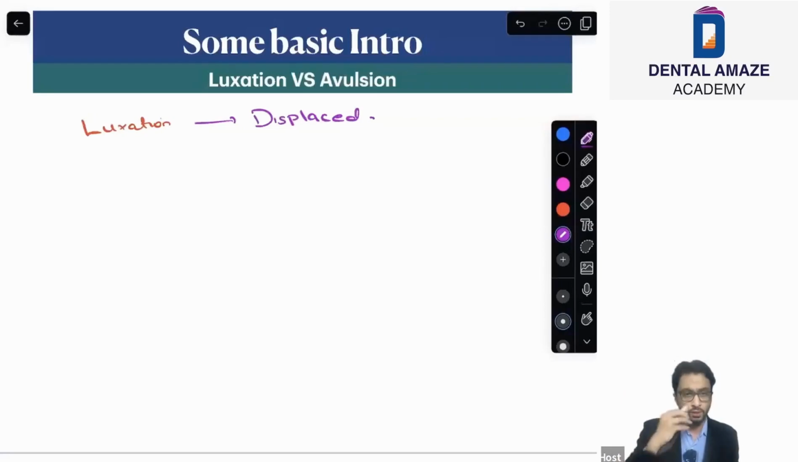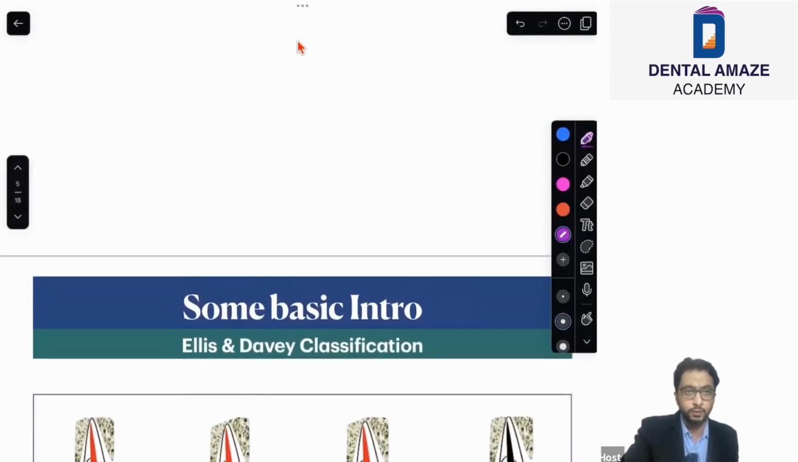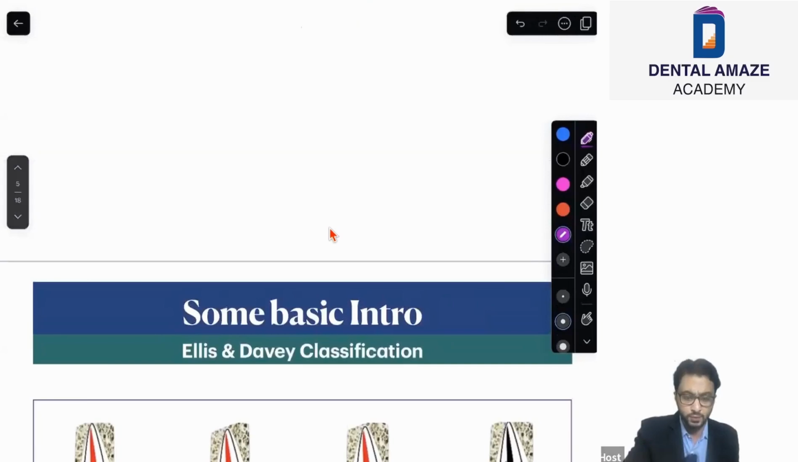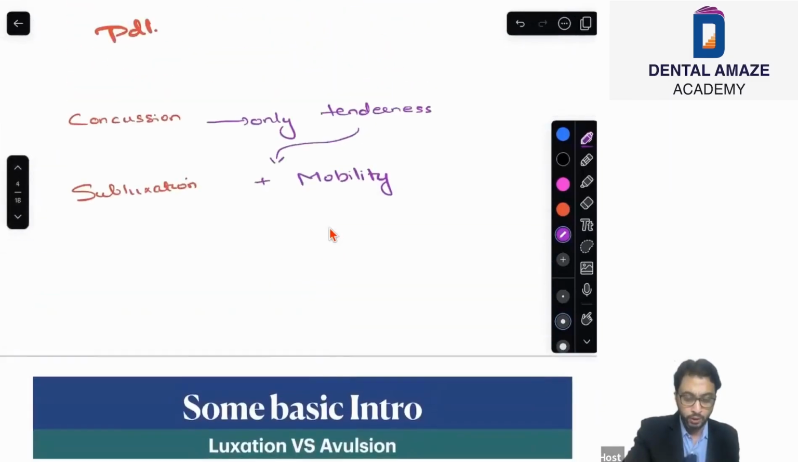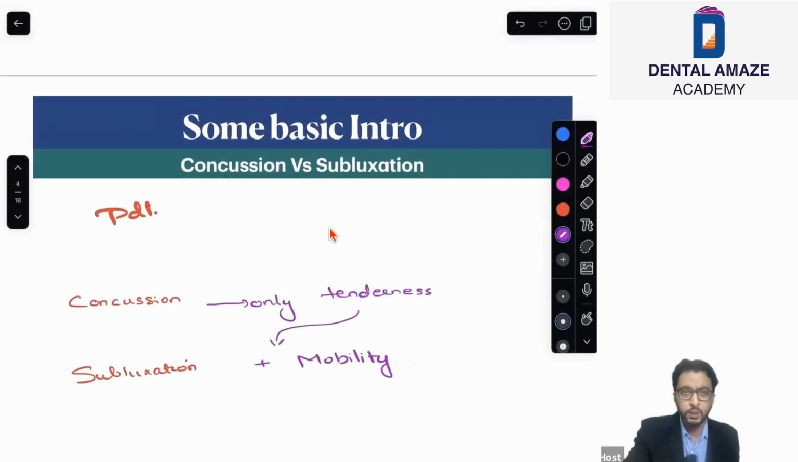And finally, you've got avulsion. The tooth is just out of the socket. Very much related. So I hope all of you understood the terminologies. If there is any confusion, do let me know. It is very important to understand these terminologies before you understand the management. And clinical features are also very important.